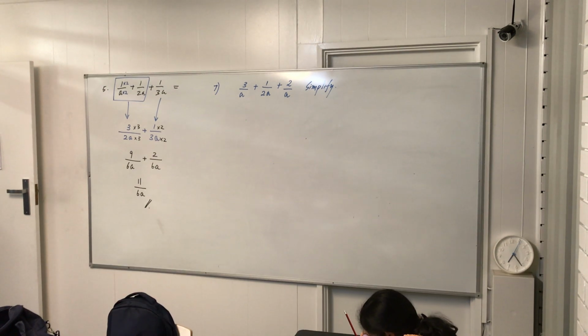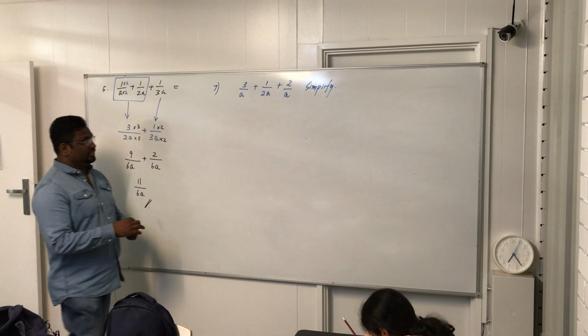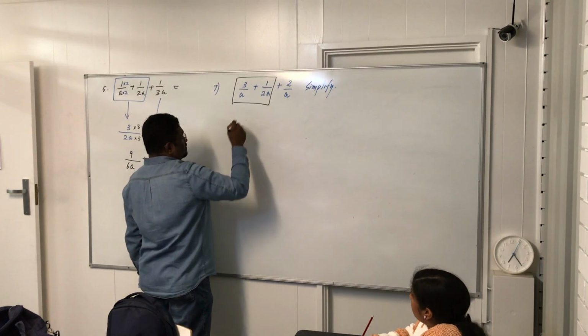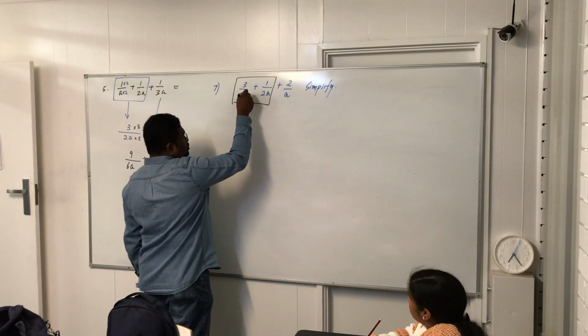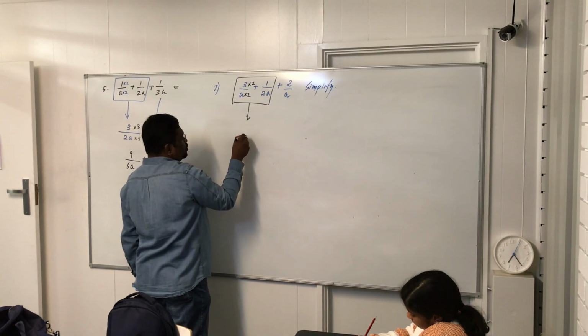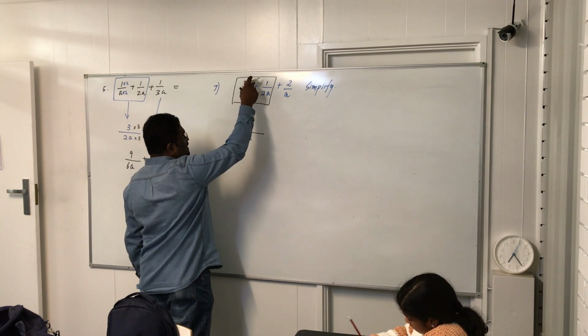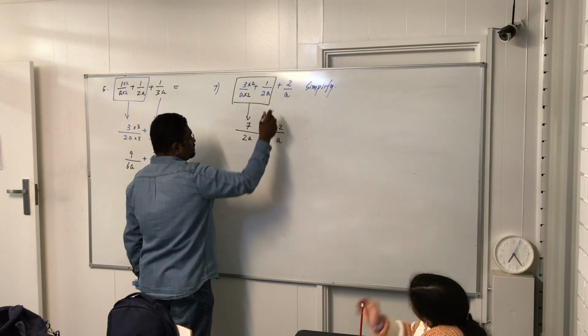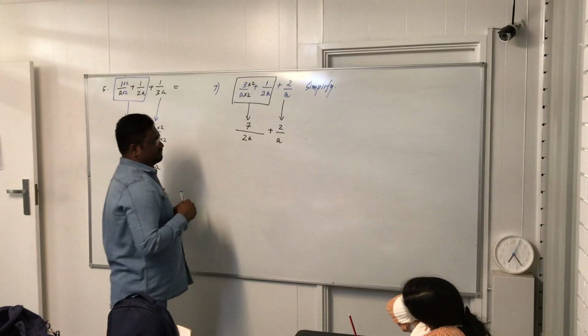11 over 2. Correct answer. Yeah. Okay, look at this now. Again, you take these two, you multiply this by 2, you multiply this by 2, so it's going to be 2a here. Top you have 6 plus 1, 7, plus 2 divided by 2. I'm just going to copy that.